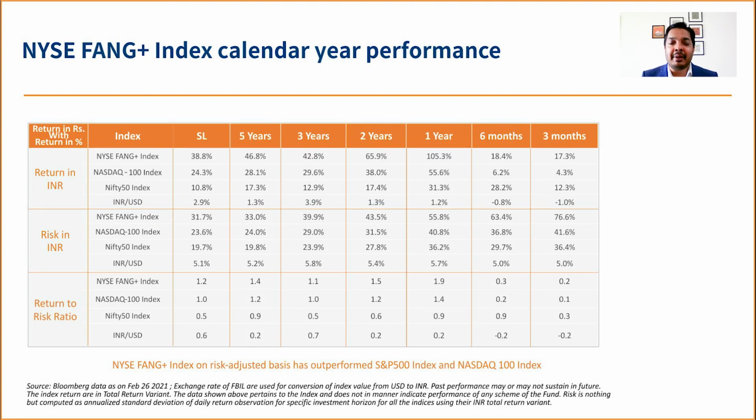The NYSE FANG+Index is not only about capturing the 10 well-known stocks, the companies which are doing so well. It is also about the returns which these stocks have generated historically. And if you're looking, let's say, at a 5-year data, NYSE FANG+Index has given 46.8% return compared to 28% return which was given by Nasdaq 100 and 17.3% return of Nifty 50 index.